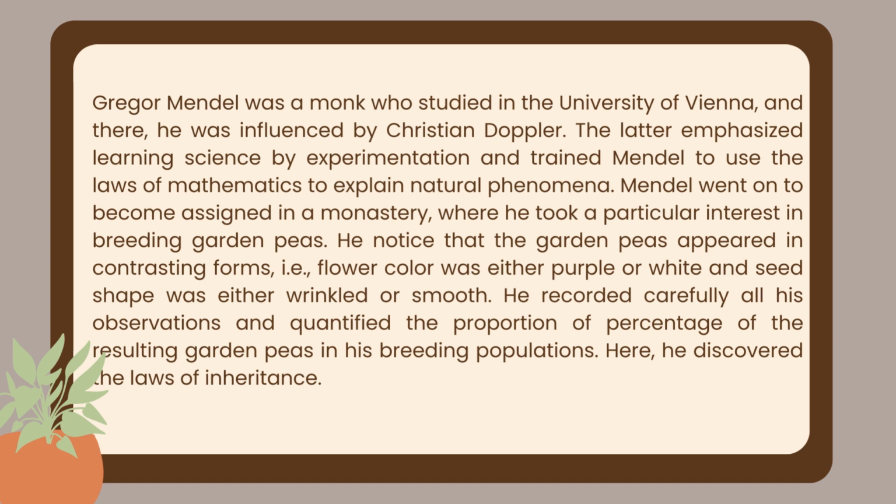He noticed that the garden peas appeared in contrasting forms. For example, flower color was either purple or white, and seed shape was either wrinkled or smooth. He carefully recorded all his observations and quantified the proportion or percentage of the resulting garden peas in his breeding populations. Here, he discovered the laws of inheritance.